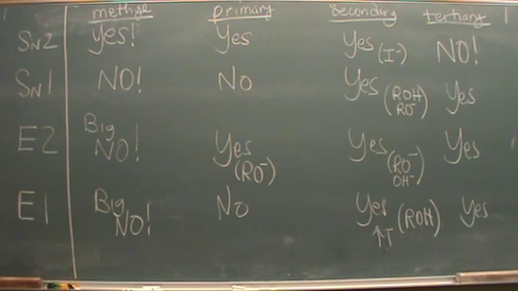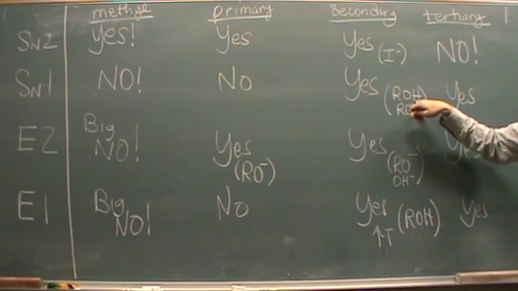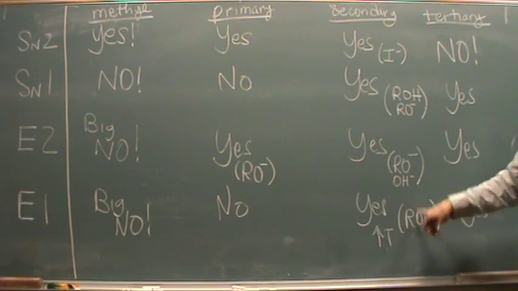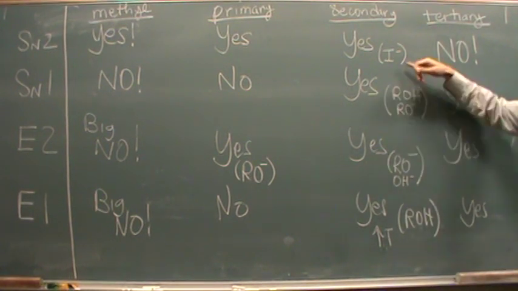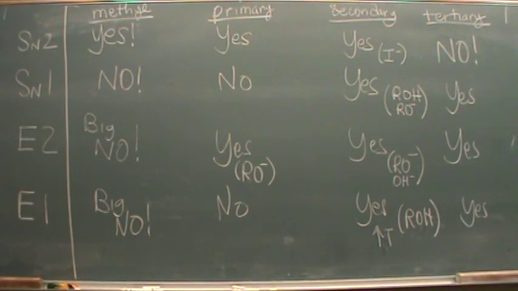Also, one more thing, you can say that Sn2s typically prefer aprotic solvents, or the reverse would be true. Sn1s prefer protic solvents. And you can see this is a protic solvent. Even the E1 prefers the protic solvent. This one prefers the opposite, so not protic solvents, or not things that will give away protons.